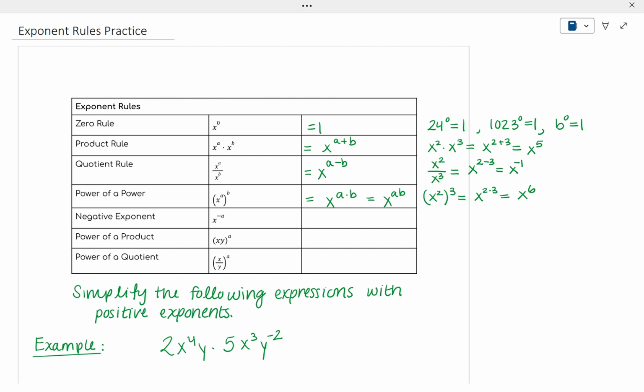A negative exponent, to make the exponent positive, we have to put this in the denominator. So we can always write this as x to the negative a over 1. And so how we make this positive is just by moving this to the denominator. So this will be 1 over x to the positive a.